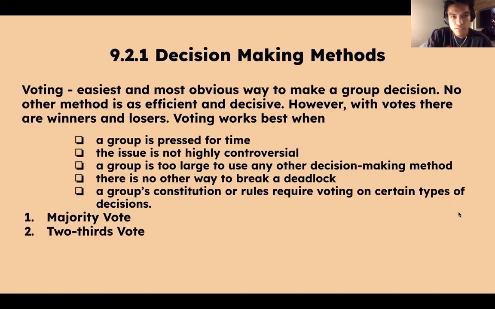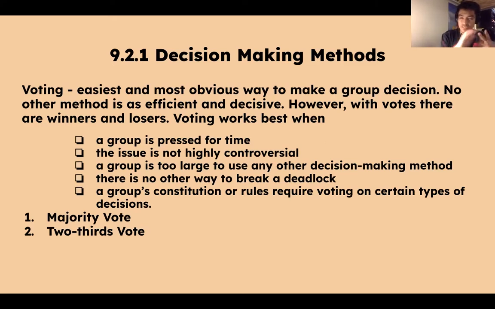So the first section is the decision-making methods. For the decision-making methods, there are three main ones. The first one being voting, which is the easiest and most obvious way to make a group decision. No other method is as efficient and decisive. However, with votes, there are winners and losers. But voting, of course, works best when a group is pressed for time.